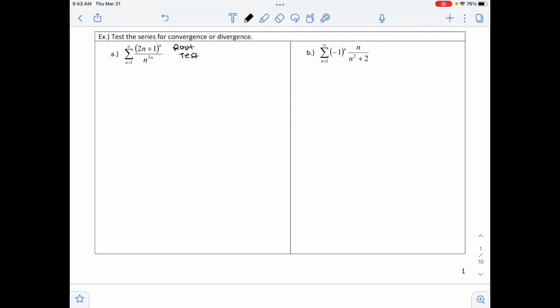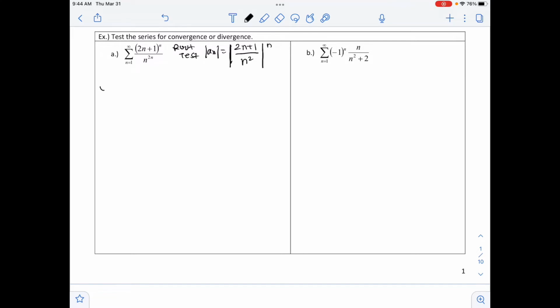And for the root test, we're going to look at the absolute value of a sub n, which is going to be the absolute value of 2n plus 1 to the nth power and n to the 2n. And I'm going to go ahead and pull that nth power out. So I have 2n plus 1 over n squared, all raised to the nth power. And again, taking that absolute value.